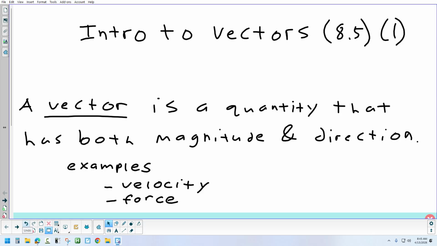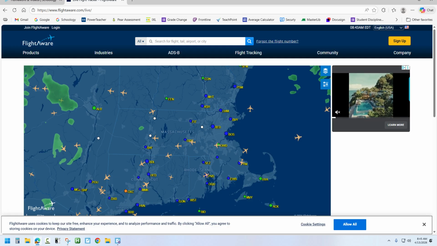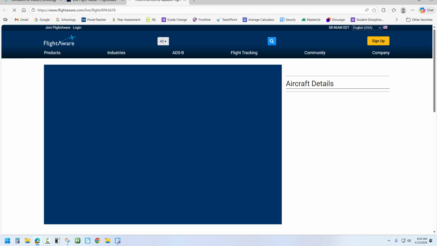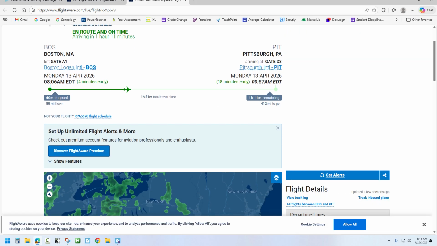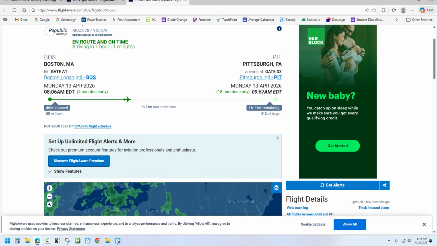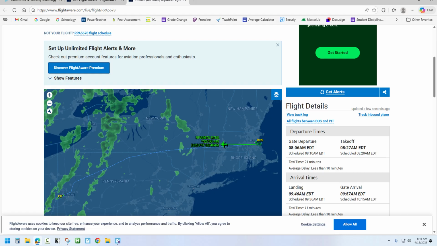Right. And then just kind of looking a little bit more at the velocity example, we could look at that picture, and each one of those planes we could think of as a vector. Okay, they all have a magnitude and they all have a direction. So if we click on one, we should be able to see, hopefully. All right, so this particular plane is going from Boston to Pittsburgh. So the direction we would expect to see is mostly west. When it takes off, it might go a little bit north or south. Pittsburgh is south of us, so it's going to be a little southwest.